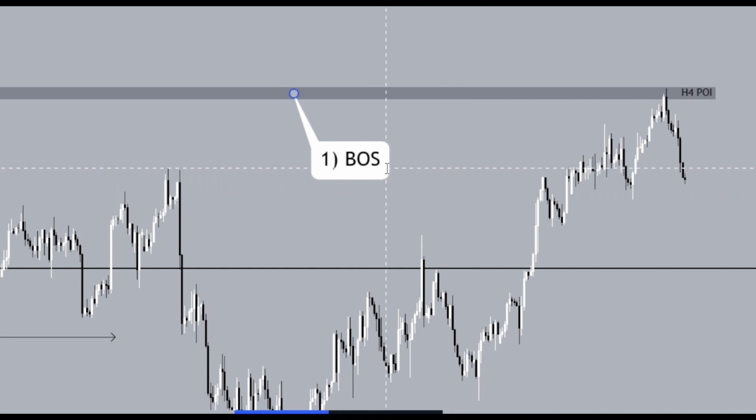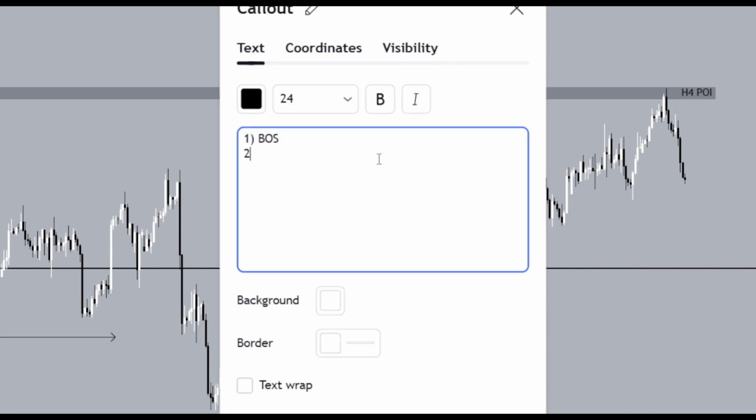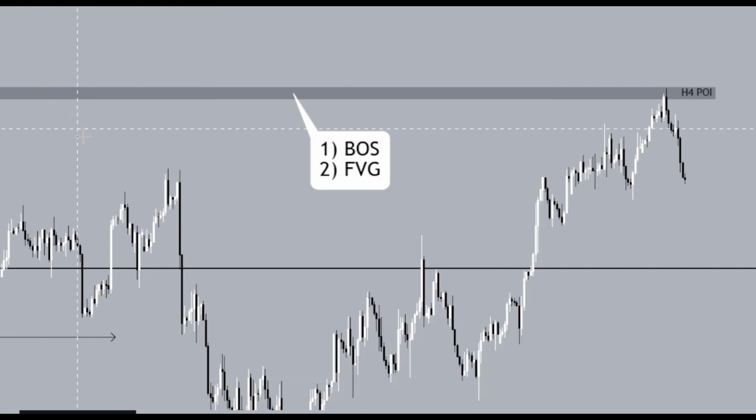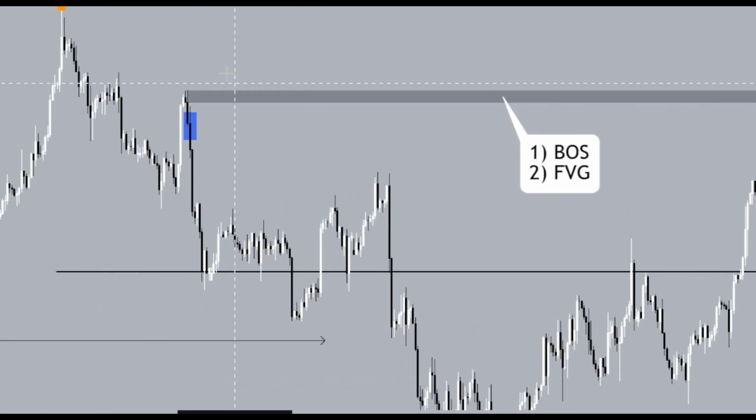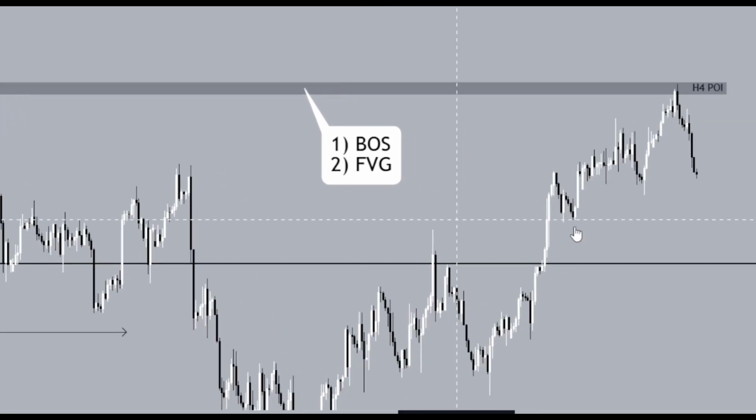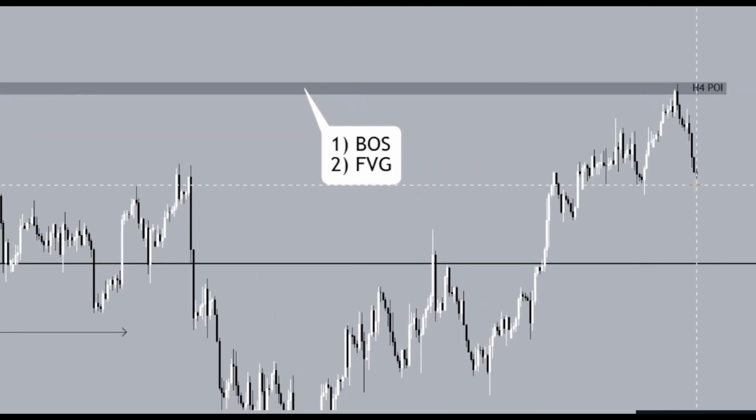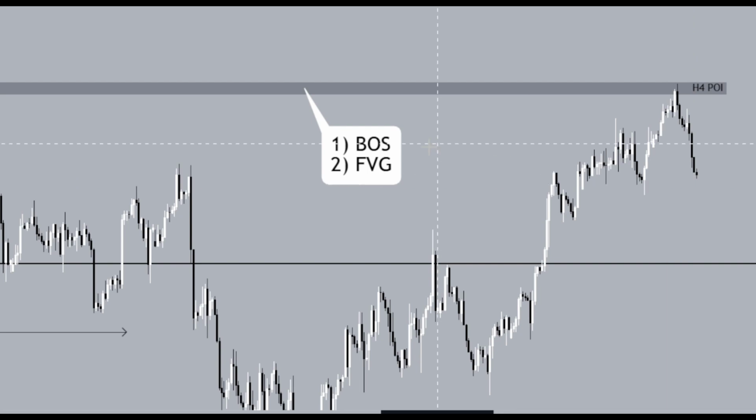The next thing we want to identify is whether it's left a fair value gap or not, okay? So a fair value gap is what I've highlighted here in blue. So this here is the blue zone, the blue box is a fair value gap. And that fair value gap represents an inefficiency which the market will look to rebalance and reject from at some point. So the second rule is that we need to have a fair value gap.